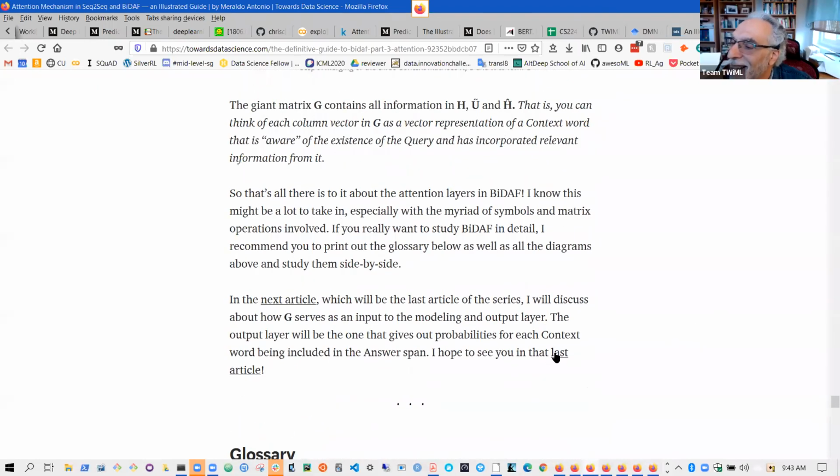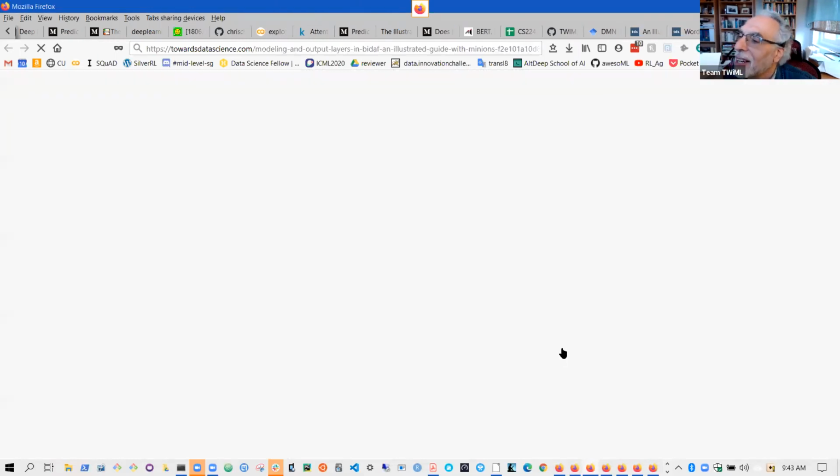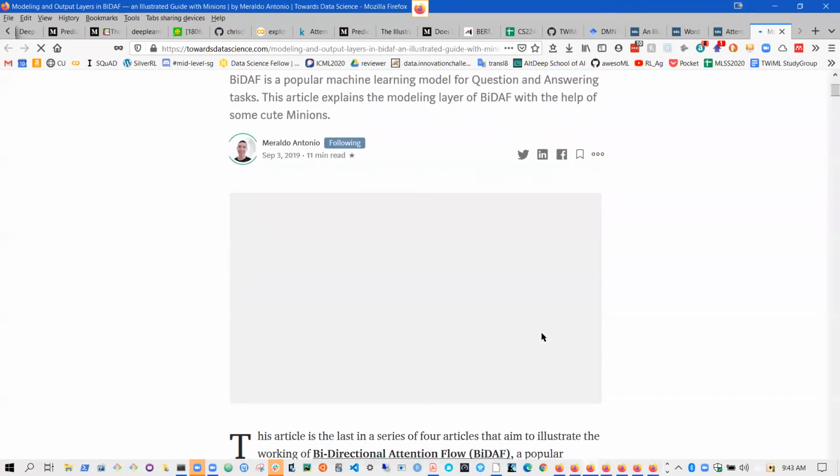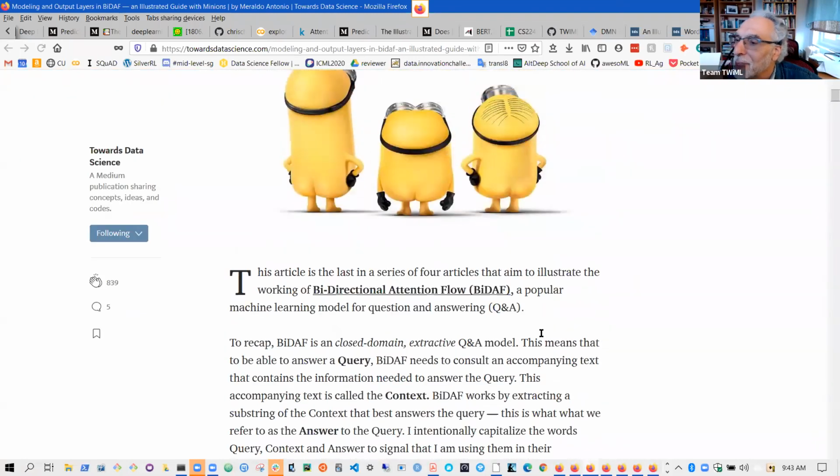Okay, so there's a total of four articles then, right? Yes. Okay. The first one is just an overview though. Yeah. Okay. An illustrated guide with minions. Oh, this is going to be great.